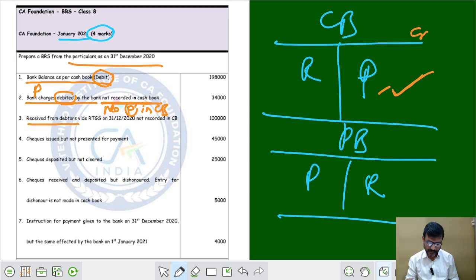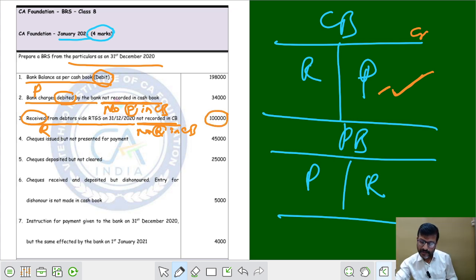Received from debtor via RTGS. It is a service provided by a bank, RTGS, NEFT and others, wherein a person can transfer money and another customer can receive the money through the bank. On 31st December, within our financial year, it is not recorded in the cash book. Received means receipt, not recorded in cash book means no receipt in cash book. How much? 1 lakh rupees. No receipt in cash book means no debit in cash book. So we take it on the debit side only.